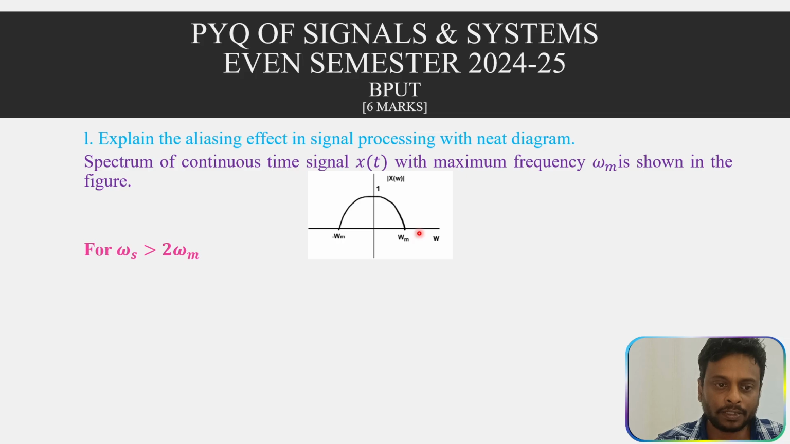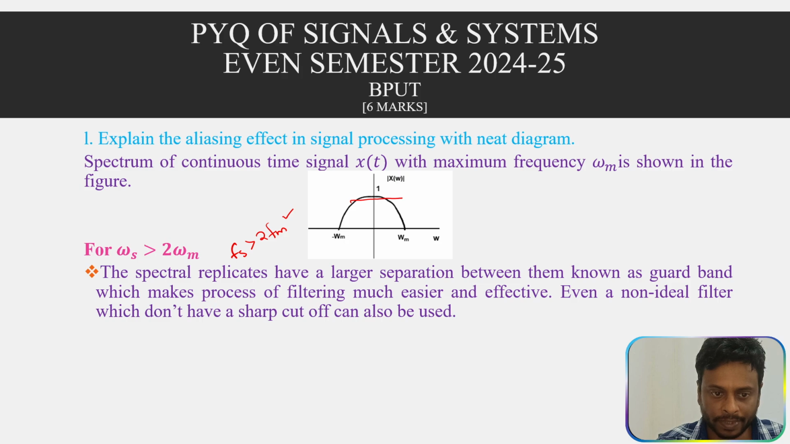Now for ωs, the sampling frequency, greater than or equal to twice ωm, or fs greater than twice fm. In this case the amplitude is 1. The spectral replicas are spaced farther apart, with a larger separation between the non-overlapping edges, a guard band, which makes the process of filtering much easier.